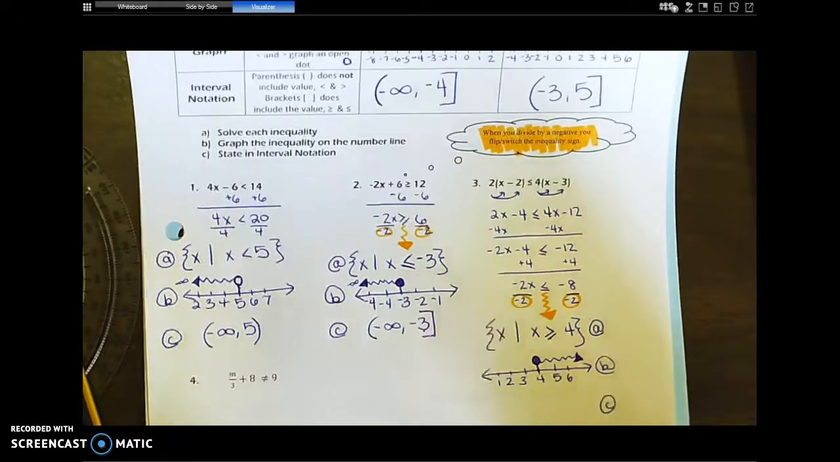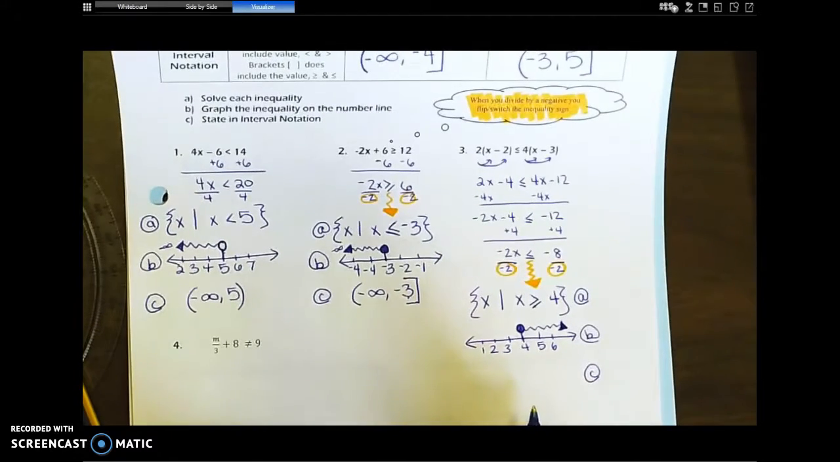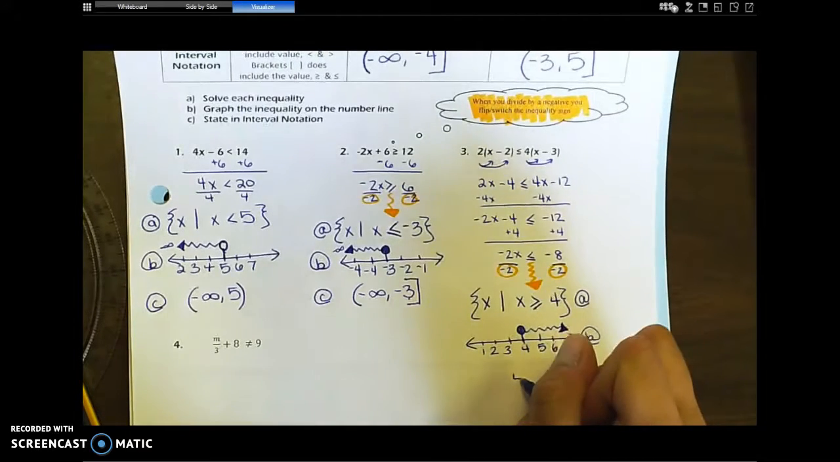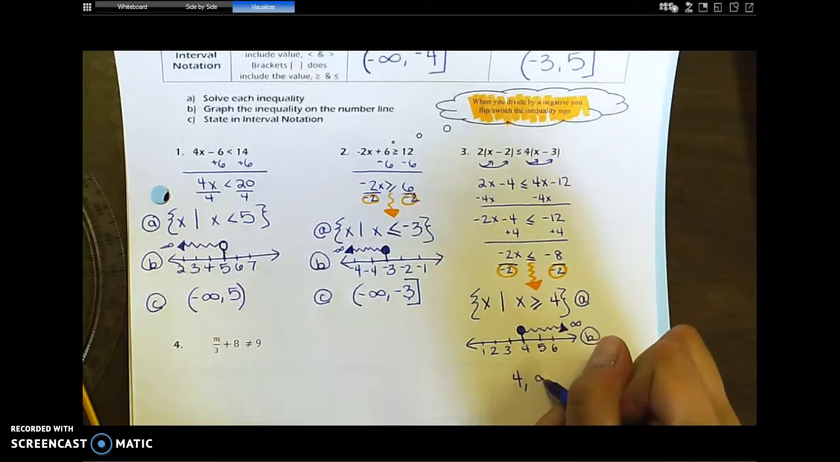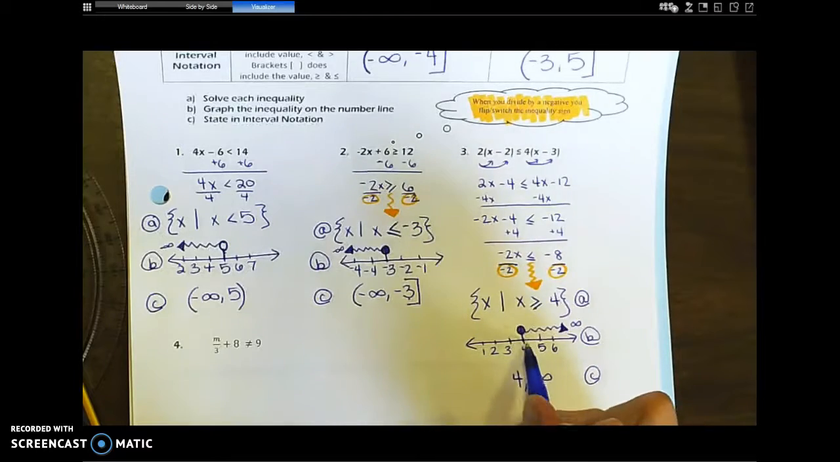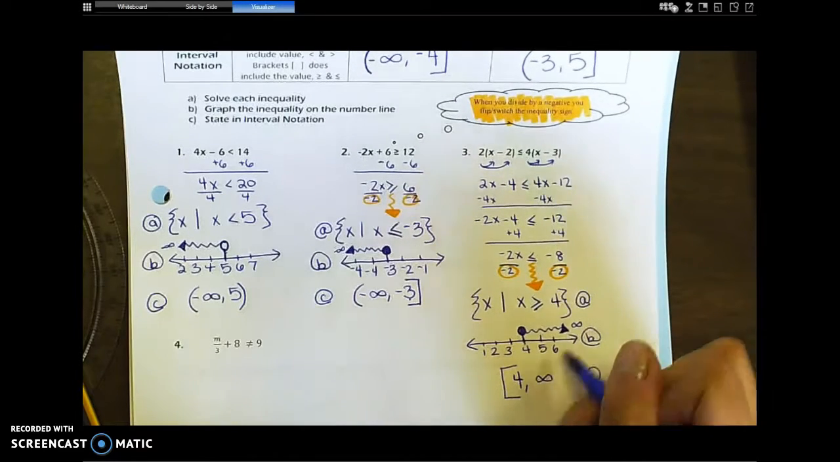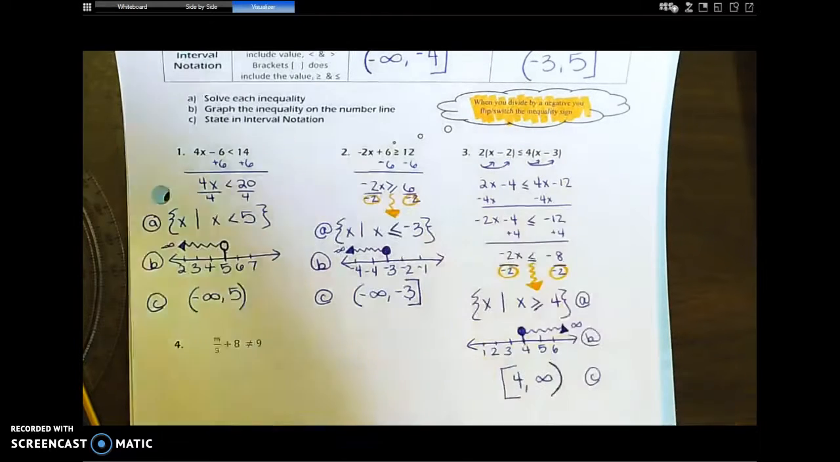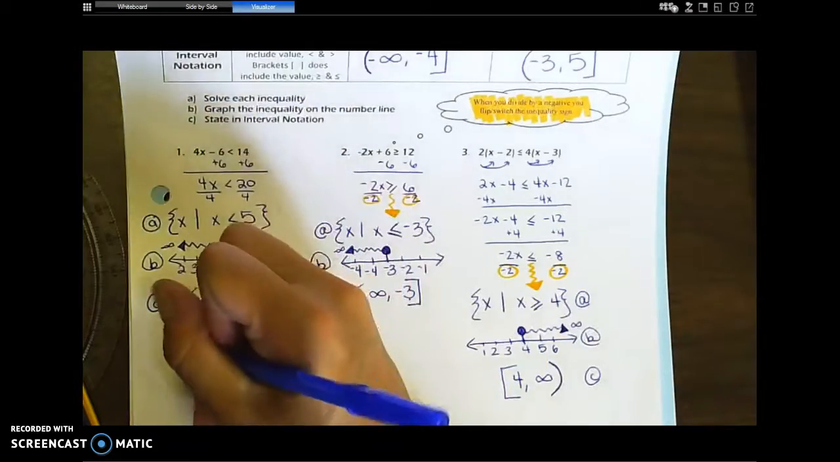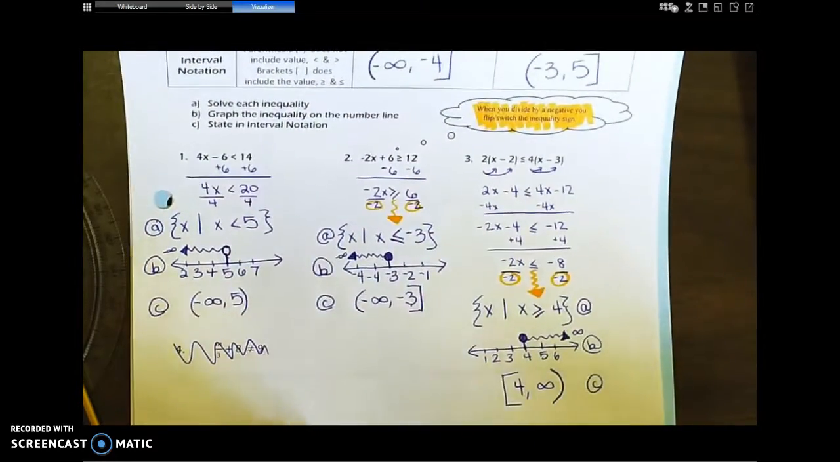So for part C, now we have to do interval notation. So let's take a look at where we drew our graph here. So we started above the 4. And this time our arrow goes to +infinity. Now the 4 is shaded in, so that gets a bracket. Now infinity is a number you can never really get to, so that gets a parenthesis, and we've got our answer. Okay, we're going to skip number 4, and we're going to flip to the back.